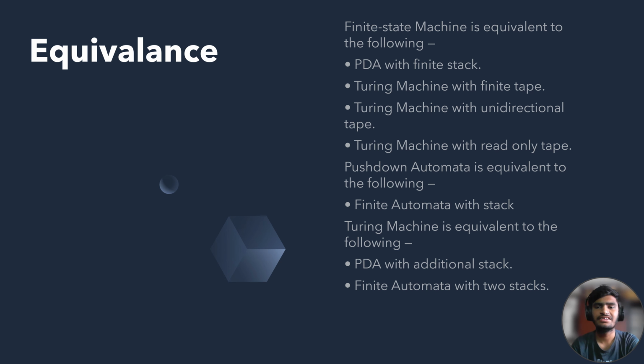Equivalence. A finite state machine is equivalent to the following: push-down automata with finite stack, Turing machine with finite tape, Turing machine with unidirectional tape, Turing machine with read-only tape. Push-down automata is equivalent to finite state automata with stack. Turing machine is equivalent to push-down automata with additional stack, or finite automata with two stacks.